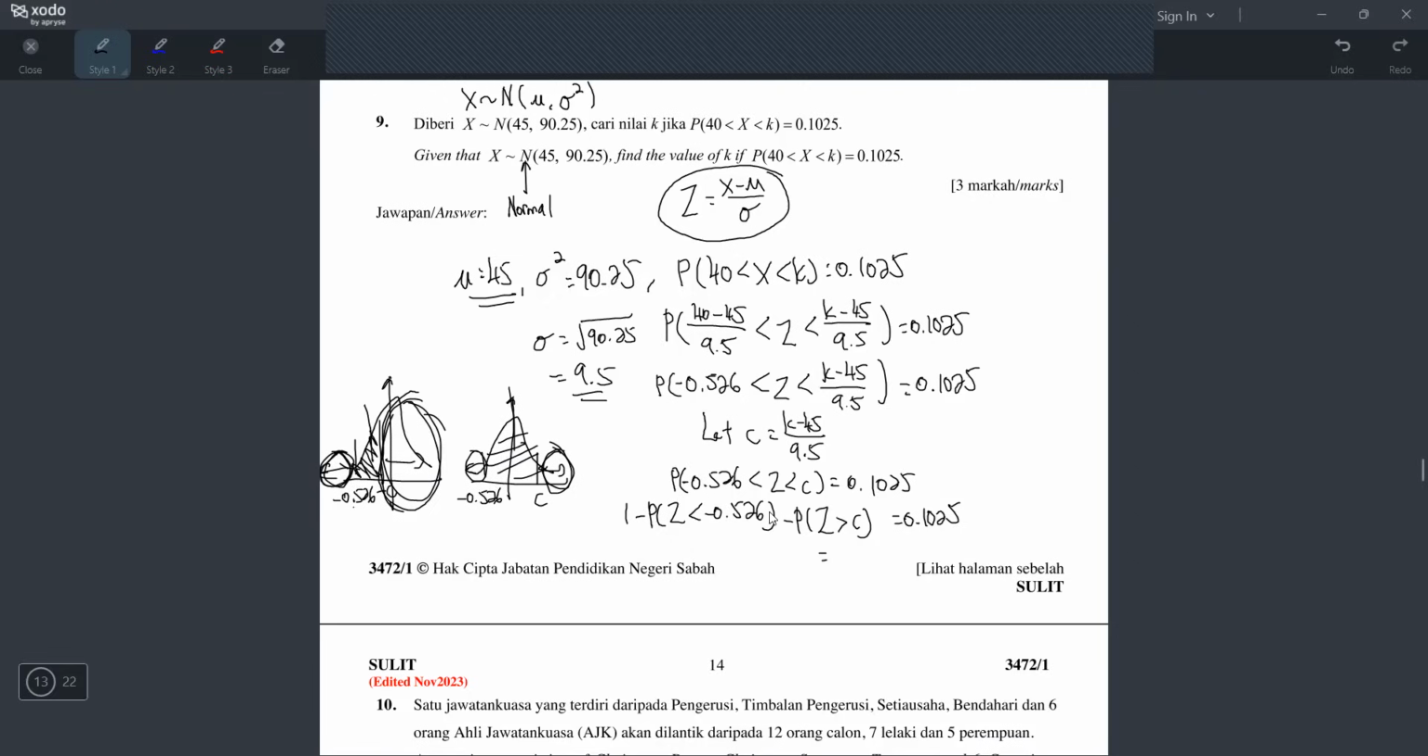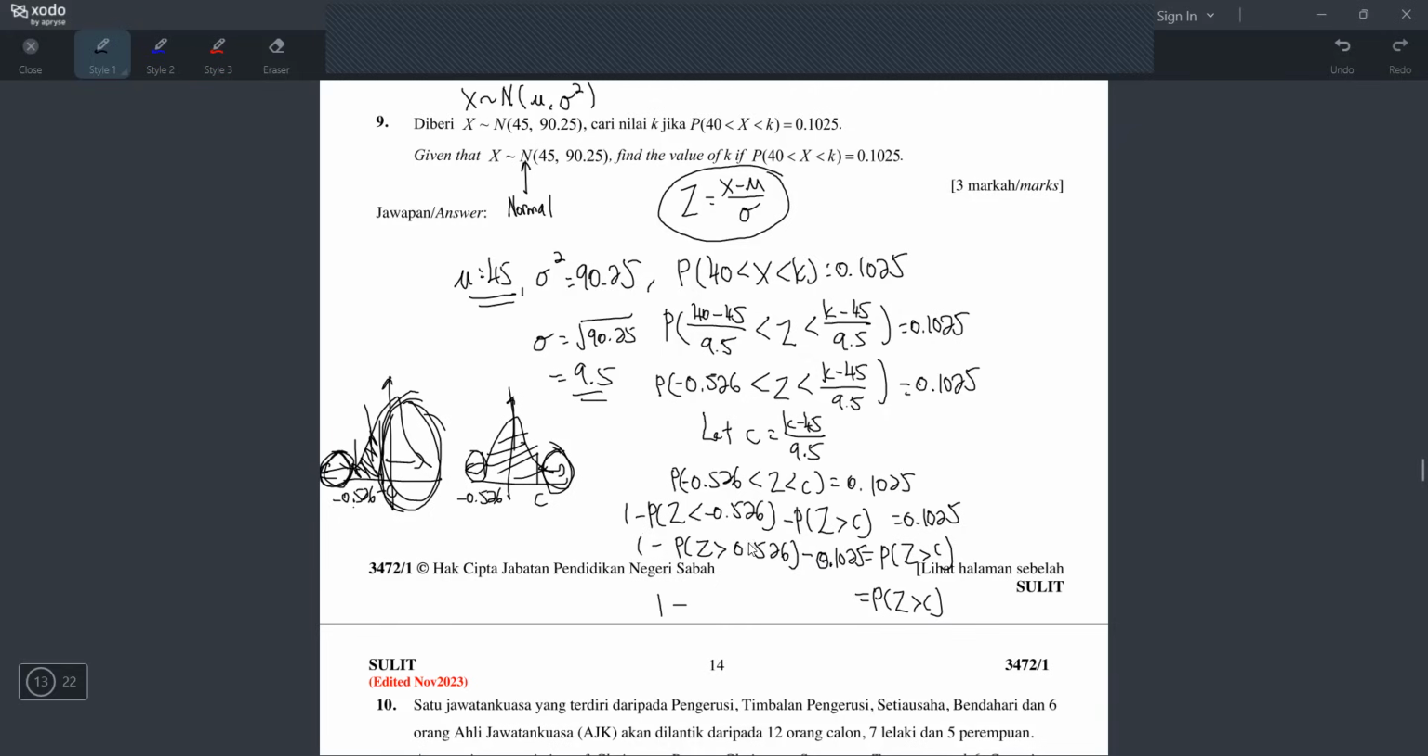Okay, what is P(Z smaller than negative 0.526)? Smaller negative can change to bigger positive. Remember this? Smaller negative can change to bigger positive. And then the negative P(Z bigger than C), I can just move it to the other side, become P(Z bigger than C). And then the 0.1025, you can move it here, become minus 0.1025. Okay? It means now you are left with P(Z bigger than C) here, and then you can solve the left-hand side. What is 1 minus 0. Okay, no need lah, don't minus first.